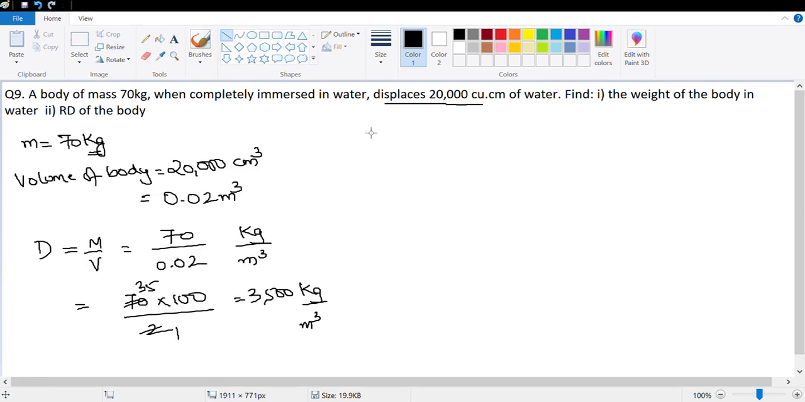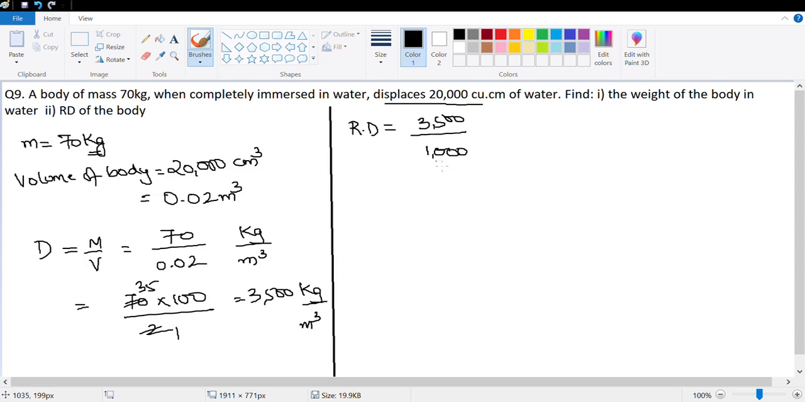So we've calculated the density. Now let's calculate the relative density. The relative density would be equal to 3500 upon the density of water in kilogram per meter cube. So that's 1000. Therefore, RD would be equal to 3.5. So one part of the question, which is RD of the body, done. Let's try and solve the second part. It says the weight of the body in water.